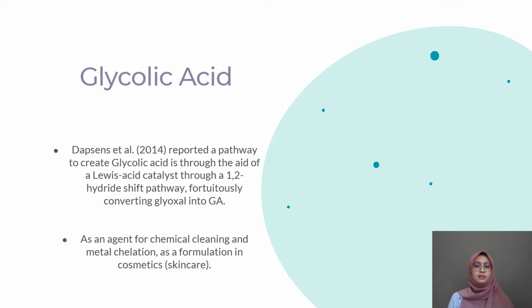Another value-added chemical that can be generated from cassava peels waste is glycolic acid. Tapsons and his co-researchers reported a pathway to create glycolic acid is through the aid of a Lewis acid catalyst, converting glycol into glycolic acid. Among the usage of glycolic acid is as an agent for chemical cleaning and metal chelation, and it is also used for a formulation in cosmetics.